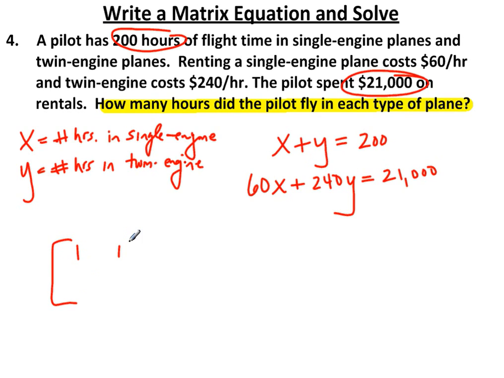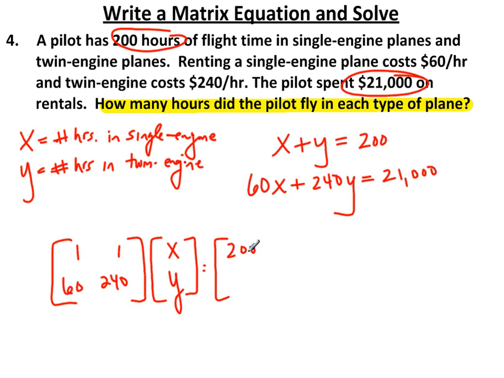1x, 1y. 60 x's, 240 y's. And again, I have the x's first, then the y's. It's going to be equal to my two totals, 200 and 21,000. So take a second now. I'm going to substitute that into A and put this into matrix B.